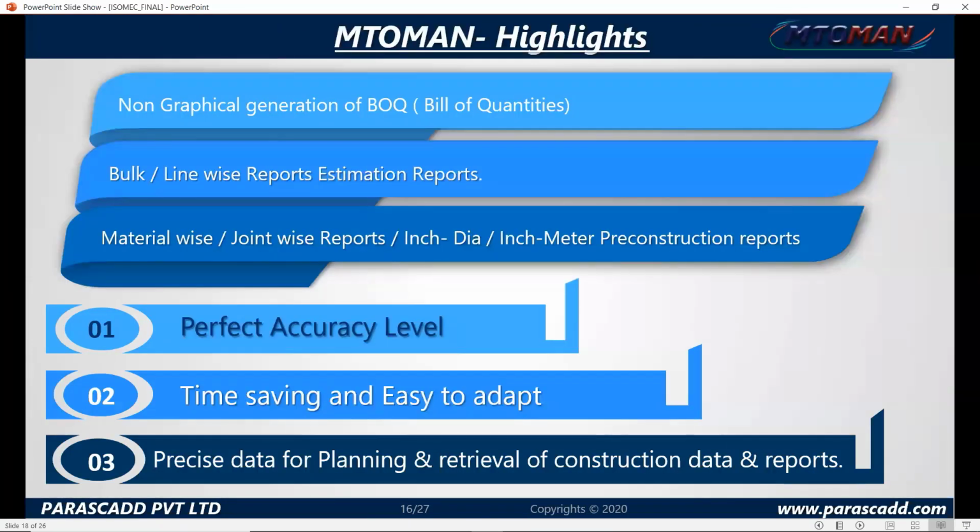Moving ahead, now if the spec is generated and without any graphical generation of the drawing, if you need the BOQ, we have the MTOMan feature. So with this, you can generate the bulk and the line-wise report, estimation report from the software. Material-wise, joint-wise report, inch dia, inch meter reports can also be taken out from the MTO feature.